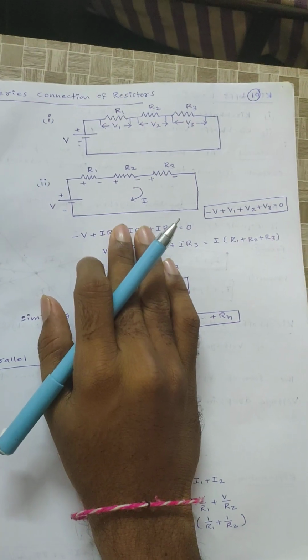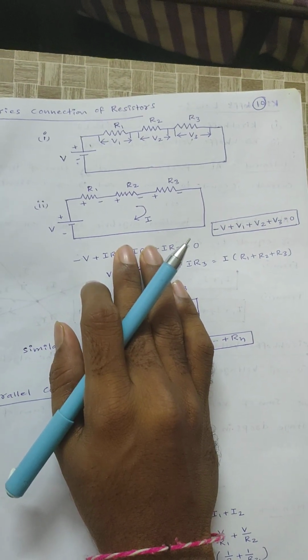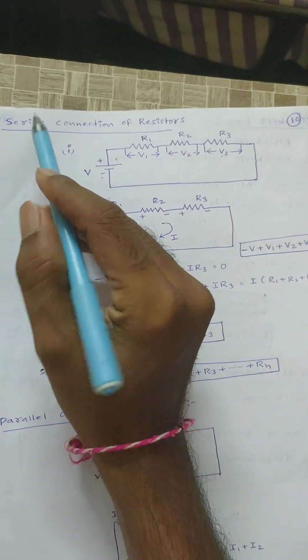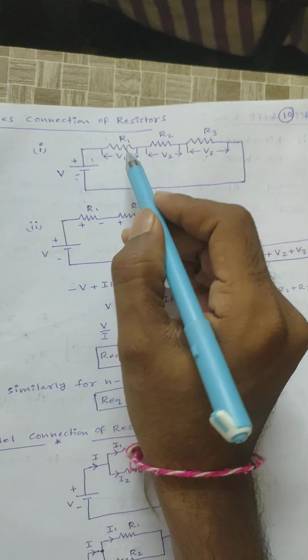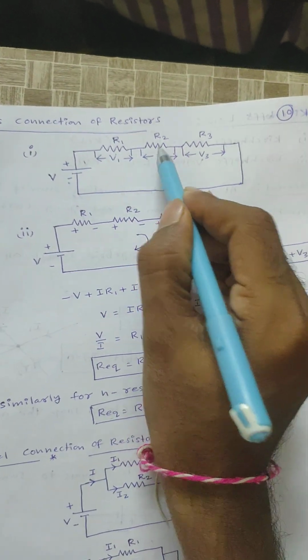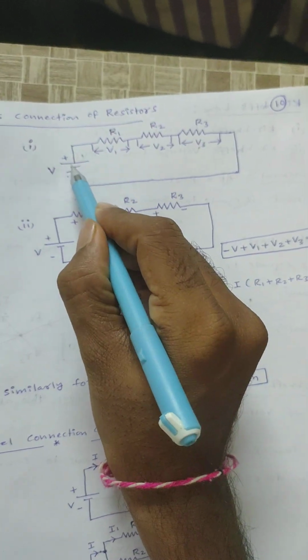Evening all. Now I would like to discuss series and parallel connection of resistors. First we will discuss series connection of resistors. Let us consider three resistors R1, R2, R3 connected in series across a supply voltage of V volts.